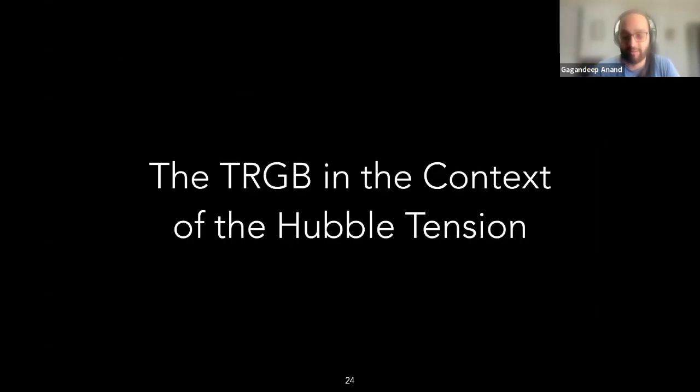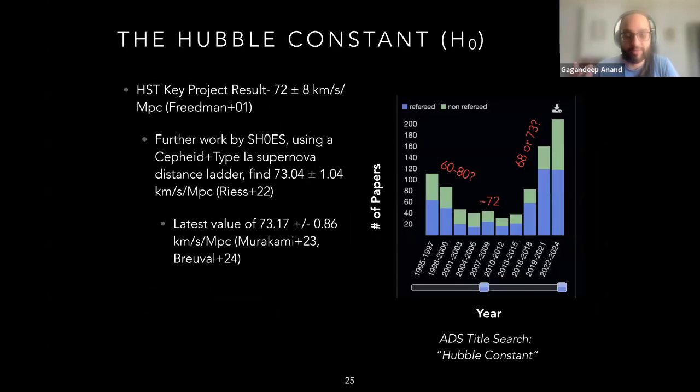And so, in the context of the Hubble tension, Luis did a good job summarizing the Hubble tension, but I'll give it the little TRGB spin here. There's this plot on the right I'm showing, and all I've done is I've gone into ADS, the Astrophysics Data System, and did a title search for the words Hubble constant. And you can see there's this sort of behavior in the numbers of papers published every year. And so before the results of the Hubble Key Project led by Wendy Freedman, there was a lot of work going on to figure out what the value of the Hubble constant was.